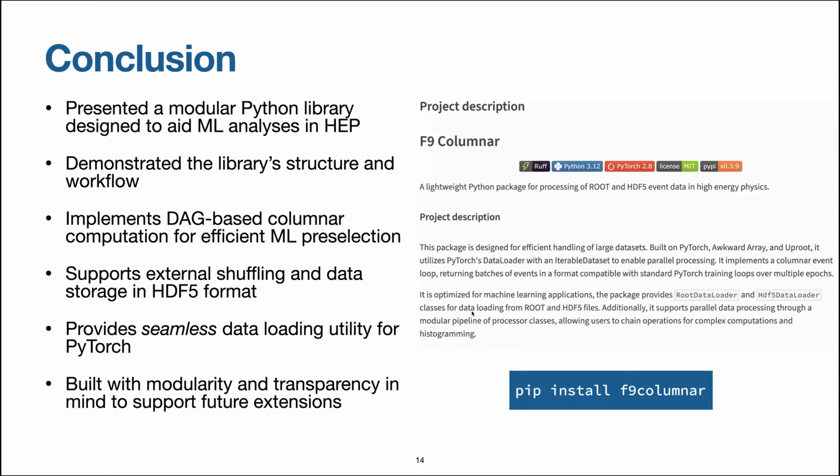Okay, and to conclude, I presented a modular Python library designed to aid ML analysis in HEP. I demonstrated the library's structure and workflow. It implements directed acyclic graph-based columnar computation for efficient machine learning preselection. It supports external shuffling of data and data storage in HDF5 format. And it provides a seamless data loading utility for PyTorch, and it's built with modularity and transparency in mind to support future extensions. And you can check it out on PyPI and also try it out if you find it useful.